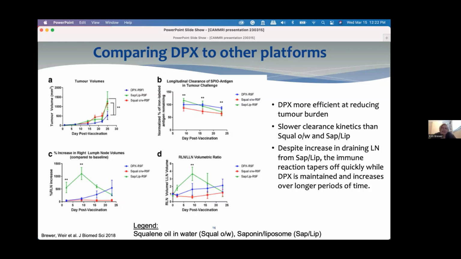Interestingly enough, and I'll come back to this in another slide, the saponin liposome mixture actually caused a really strong response in the immune system very quickly after injection. So if we vaccinate or inject at day 0, by day 7, we were seeing a lot of swelling in the area. The lymph nodes just grow hugely. And so we saw over 1,000% increase in the volume of that lymph node. But then it tapers off very quickly. Whereas DPX actually has a slow increase in the volume of the draining lymph node.